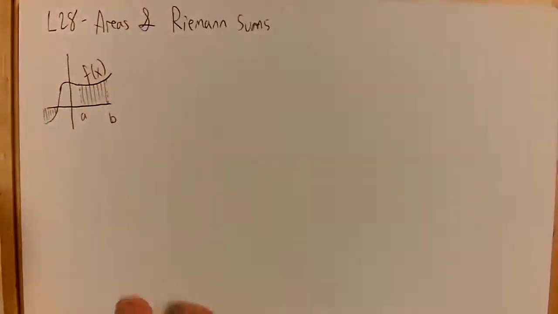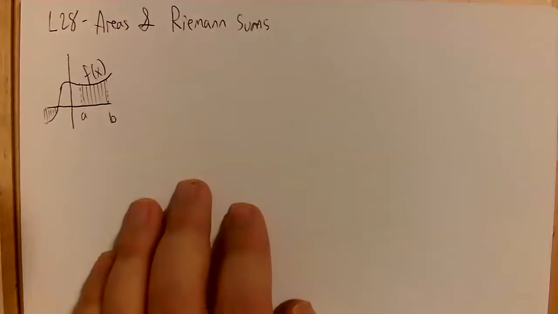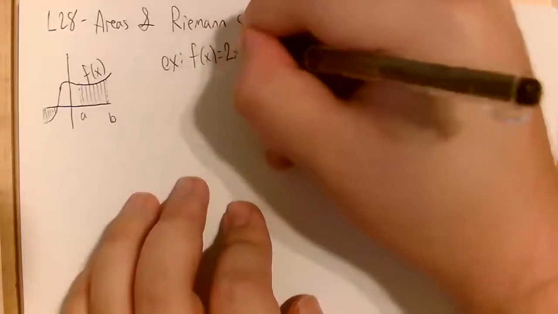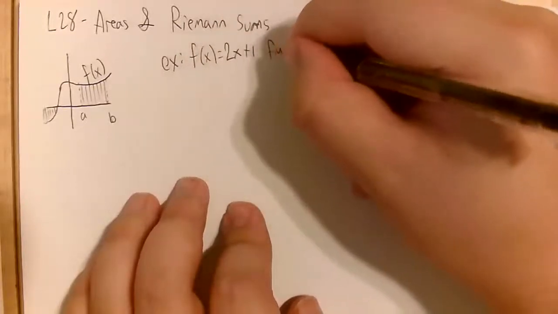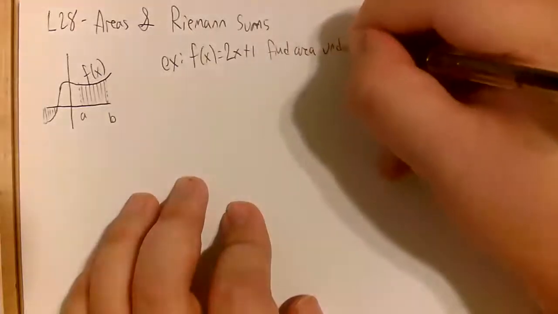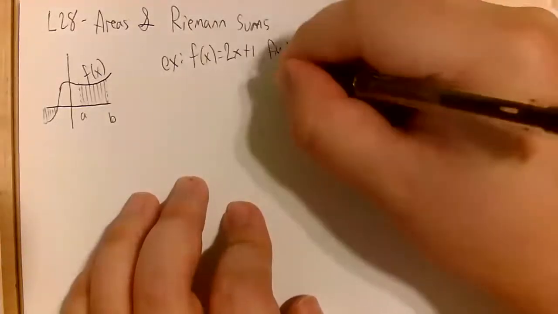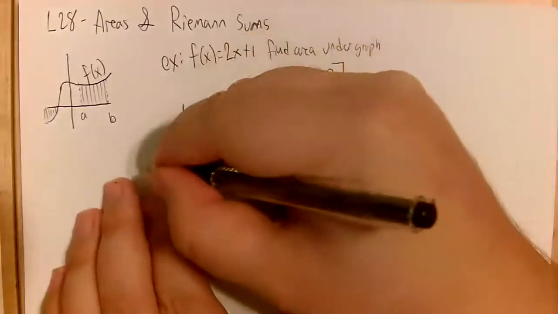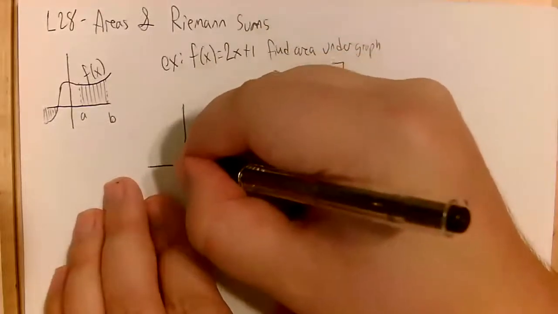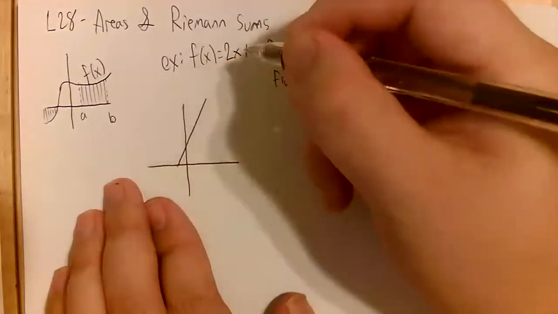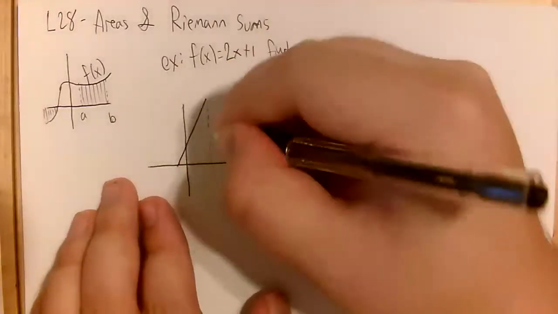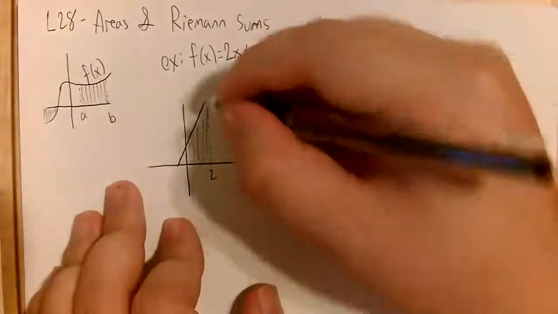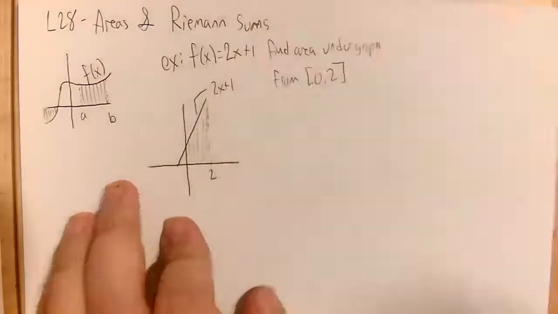Well, for particular functions f of x, we can already do this using geometry. So for example, let's say our function is 2x plus 1, and we want to find the area under the graph from 0 to 2. So to draw a picture of this, we would have 2x plus 1, whose graph looks something like this, and our goal is to find this area right here. All right, well, how will we do that?